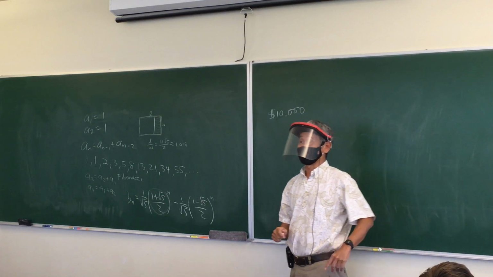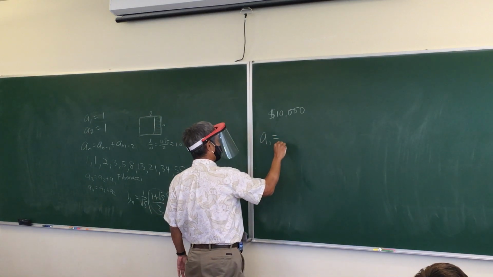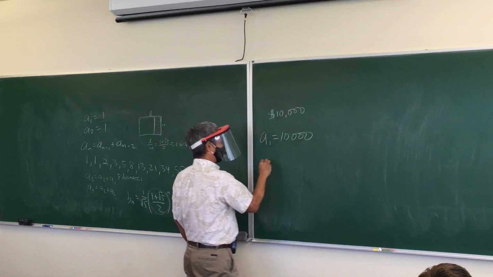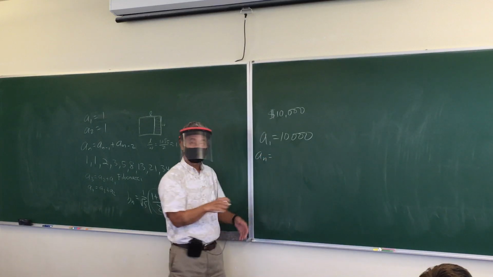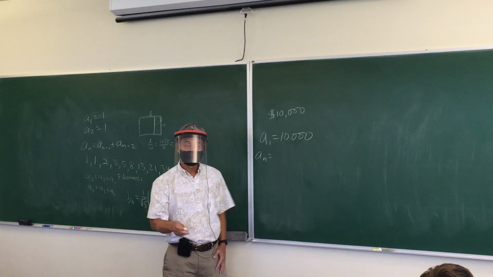Well, let's write a recursive formula. What is the first term? 10,000. I'm not going to put the comma. Okay, now let's write the recursion formula. How do I get the next term? How do I figure out how much is in the account on the next birthday?